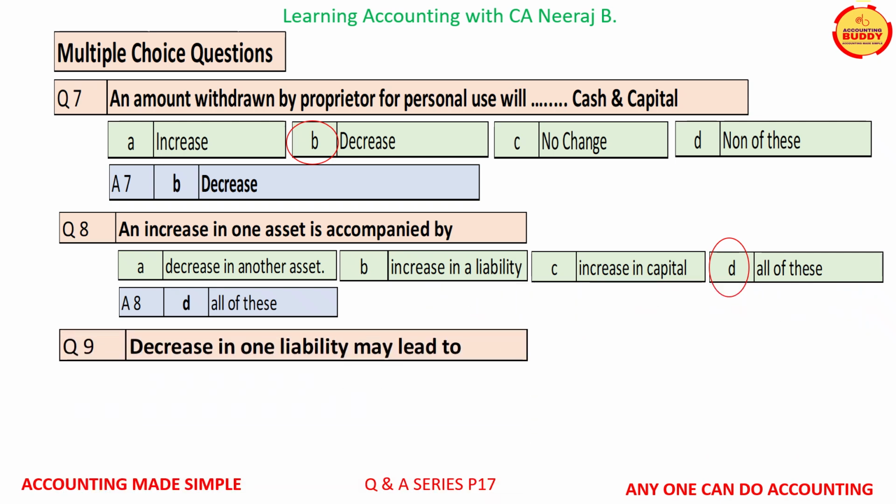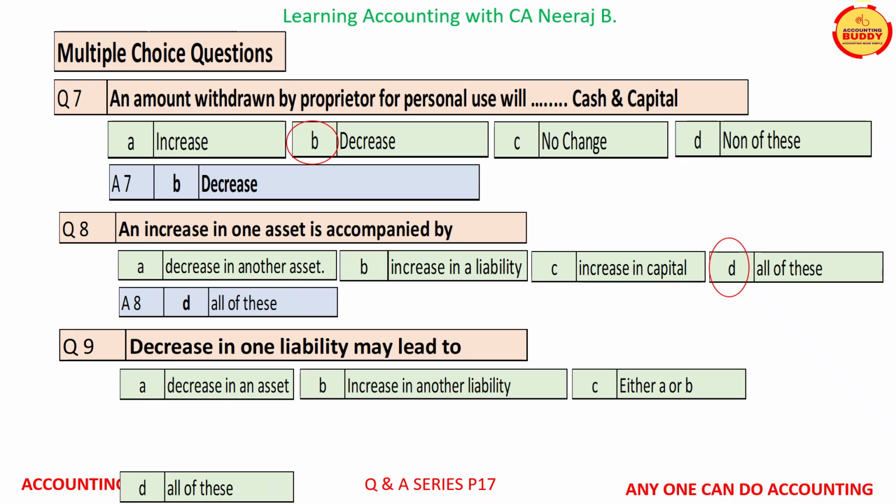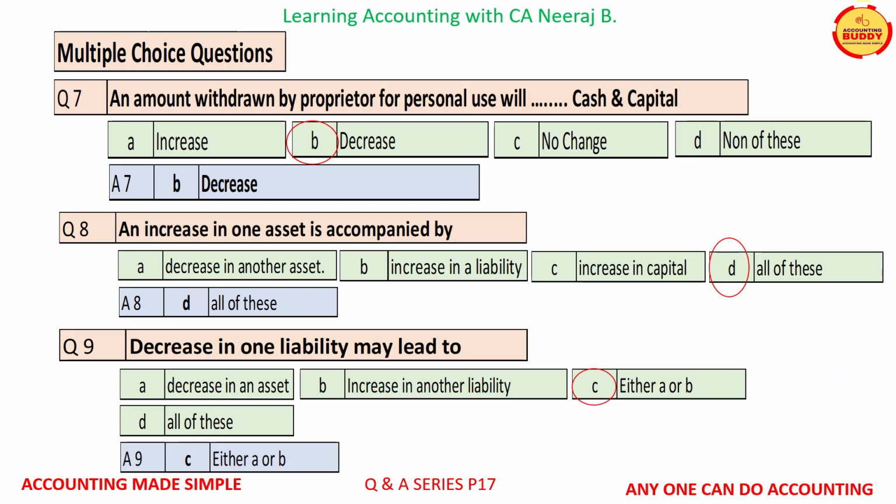Now question number 9 on your screens is, decrease in one liability may lead to, and the options are option A, decrease in assets, option B, increase in another liability, option C, either A or B, and option D is all of these. The correct answer is option C.